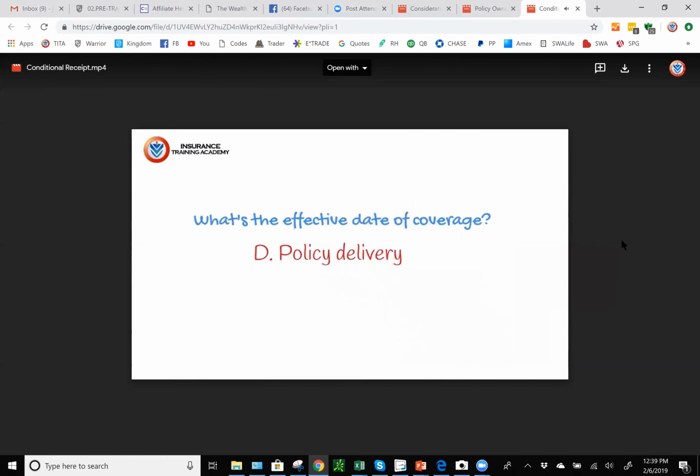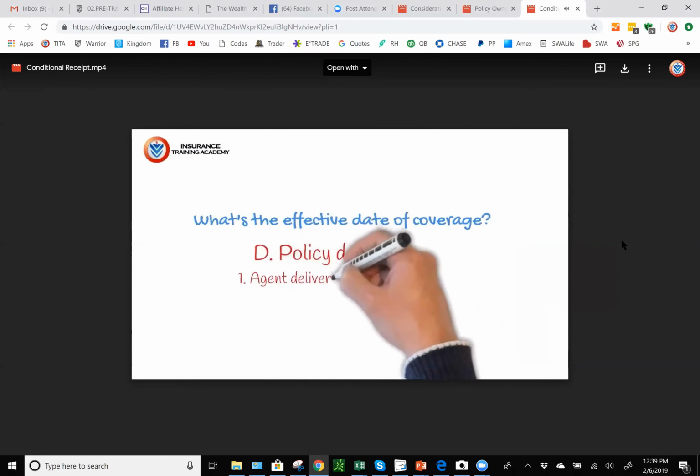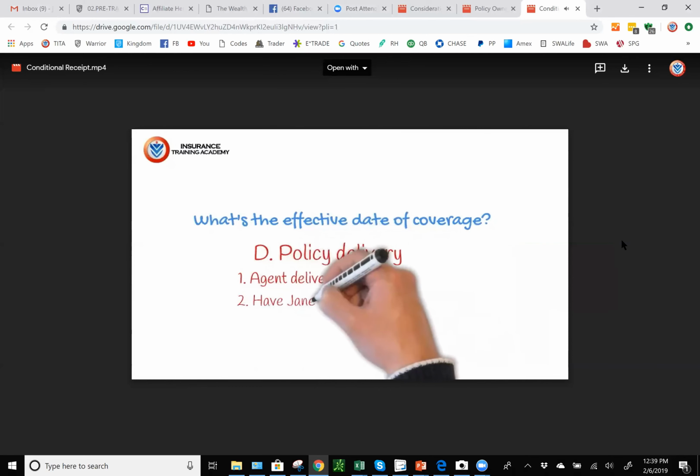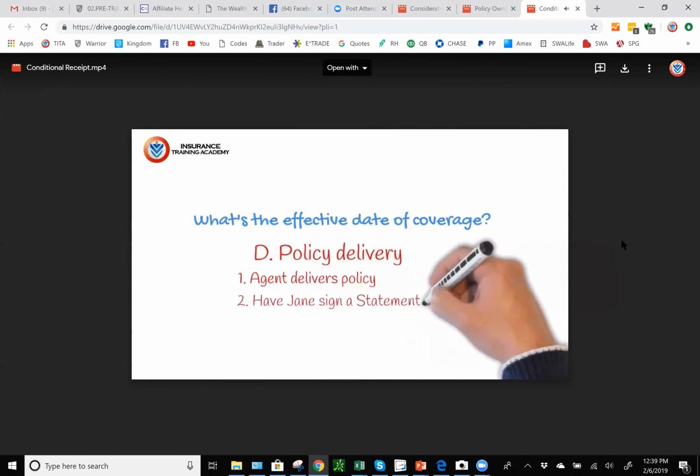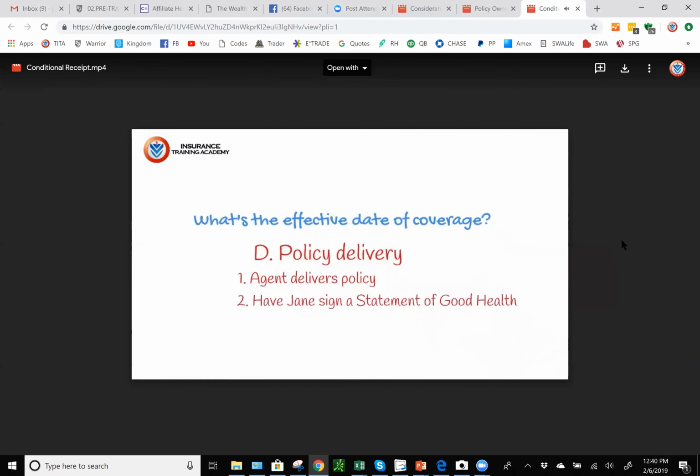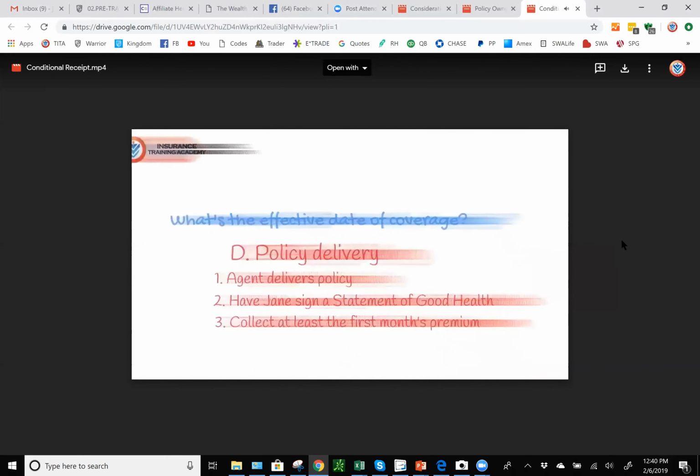But here's things that have to happen on policy delivery. The agent always delivers the policy, has to have Jane sign a statement of good health stating her health hasn't changed. And the agent has to collect at least the first month's premium, and that's when coverage goes into effect.